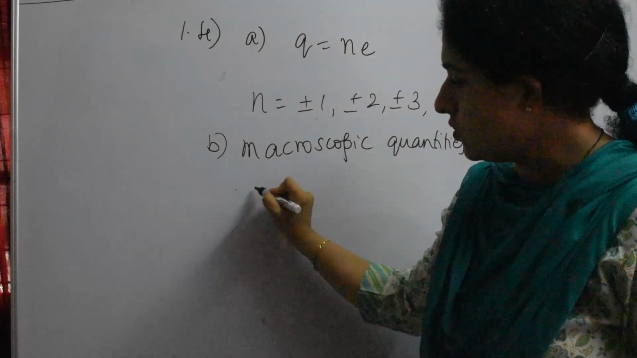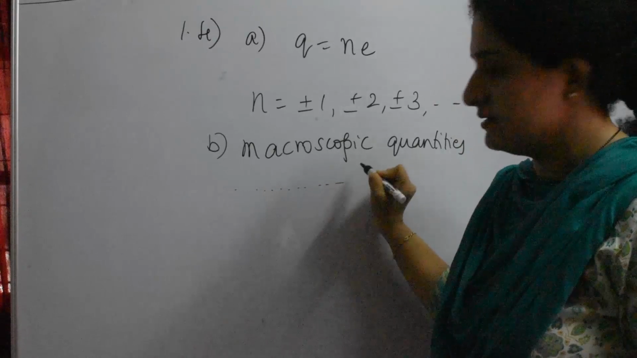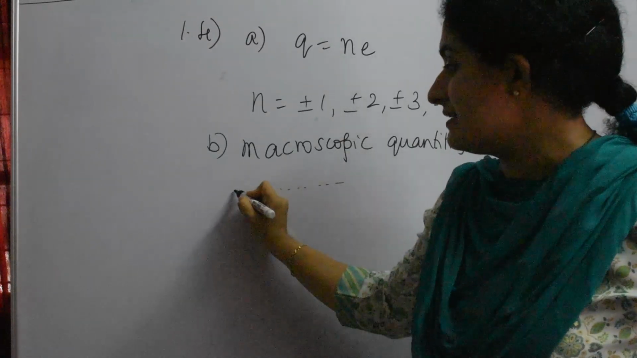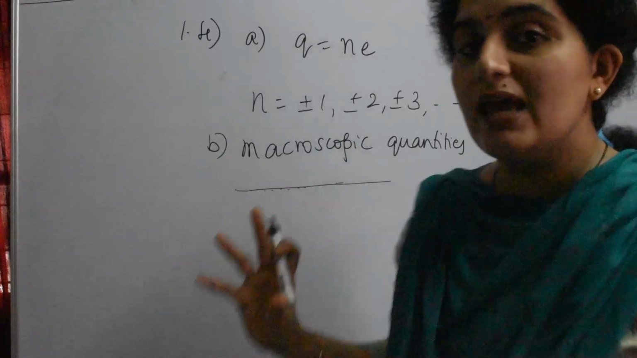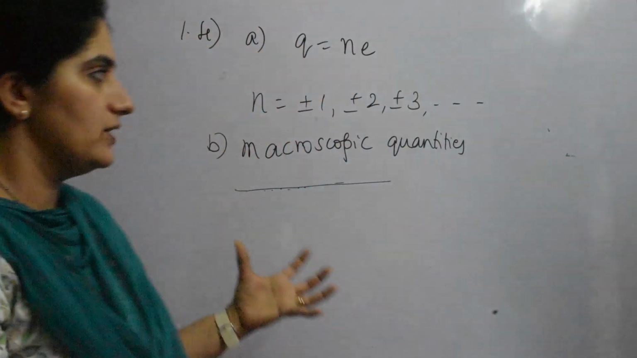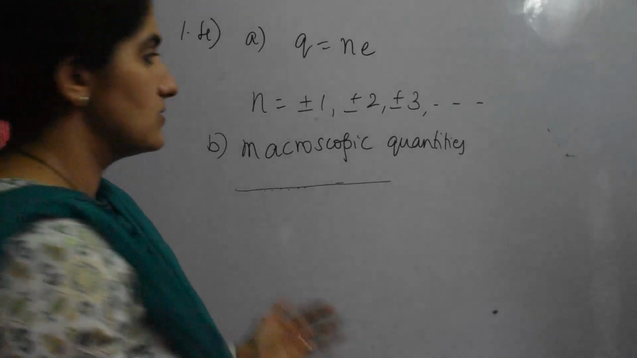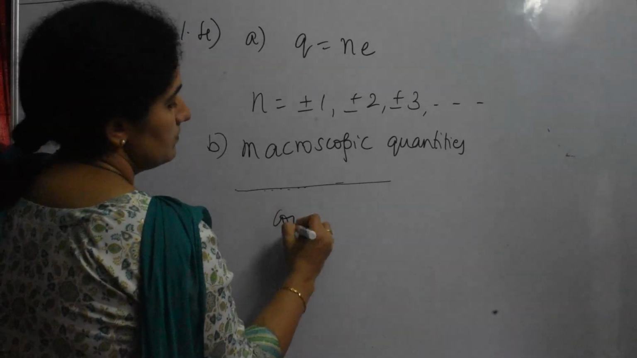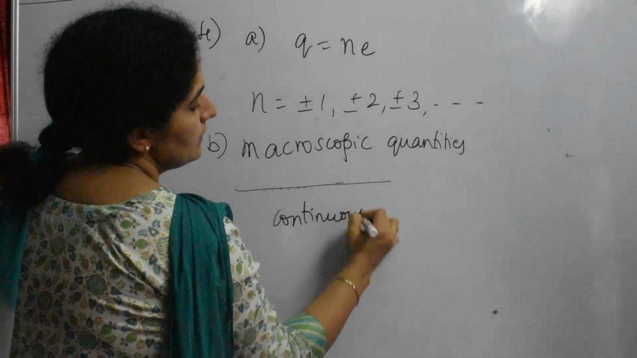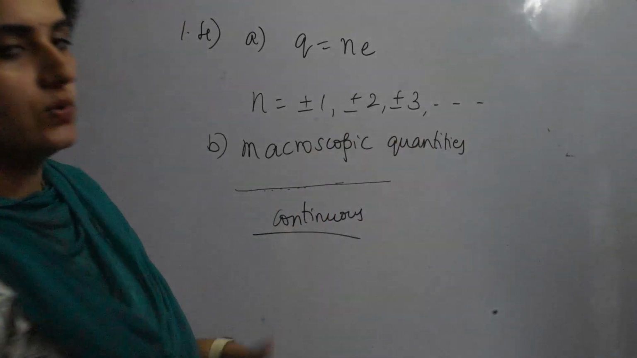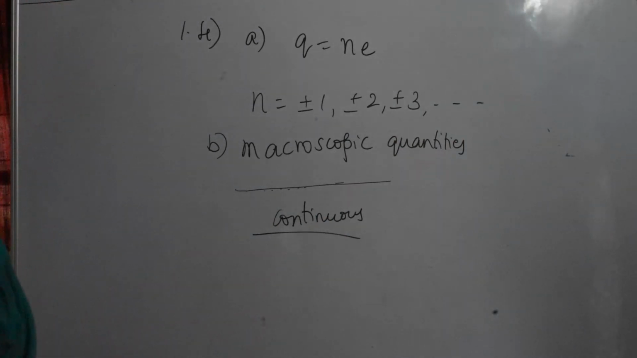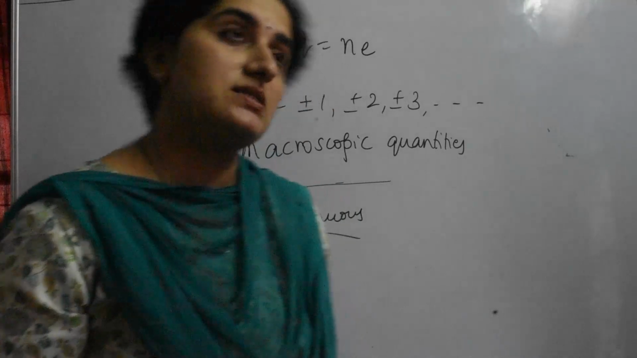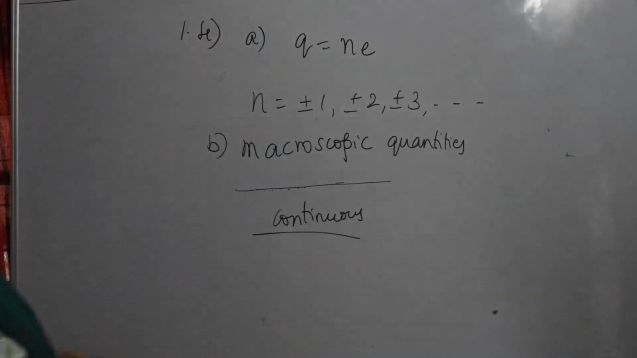Suppose you have small dots joined very close together. If you see it from very far, it looks like a straight line. In the same way, when you combine all the charges together, we say that it is continuous in nature. So when we deal with macroscopic quantities, we say that it is continuous in nature. This is a very simple explanation based on the properties of charges.